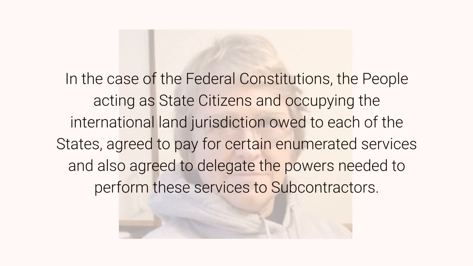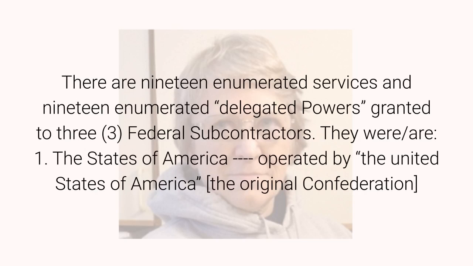In the case of the federal constitutions, the people acting as state citizens and occupying the international land jurisdiction owed to each of the states, agreed to pay for certain enumerated services and also agreed to delegate the powers needed to perform these services to subcontractors. There are 19 enumerated services and 19 enumerated delegated powers granted to three federal subcontractors.